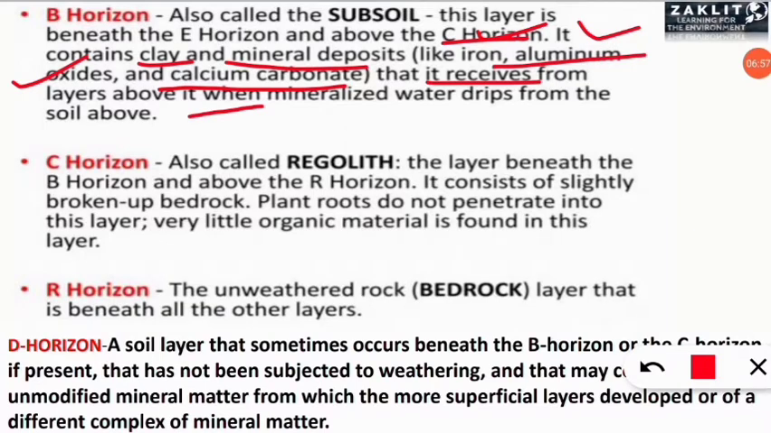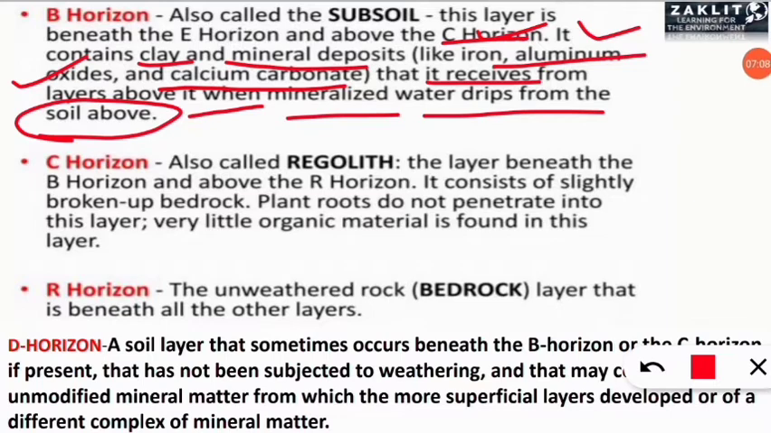That means the minerals that come leached from the E, A, O layers, it receives in this B horizon when mineralized water drips from the soil above. So when water drips from the upper region, it carries the minerals and brings them to this horizon.